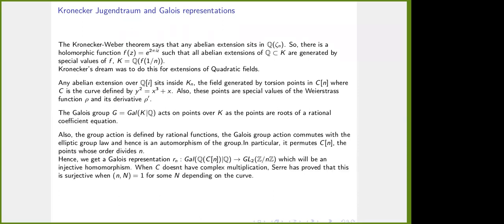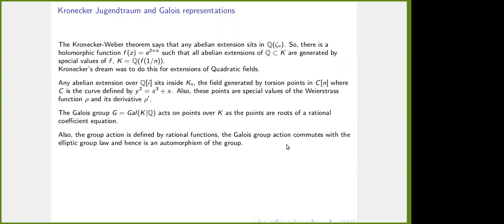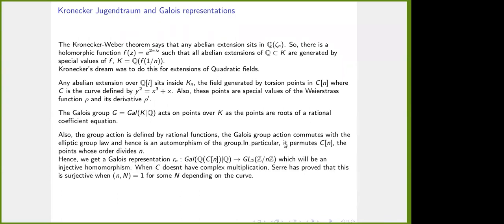Yeah. So I'm almost done here. I'll just take one more minute. So in particular, it will be an automorphism over the points defined over K. So in particular, it permutes the torsion points whose order divides n, and hence we get a Galois representation from the Galois group.